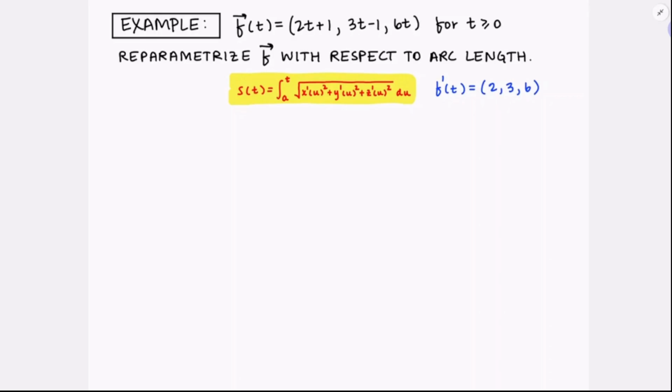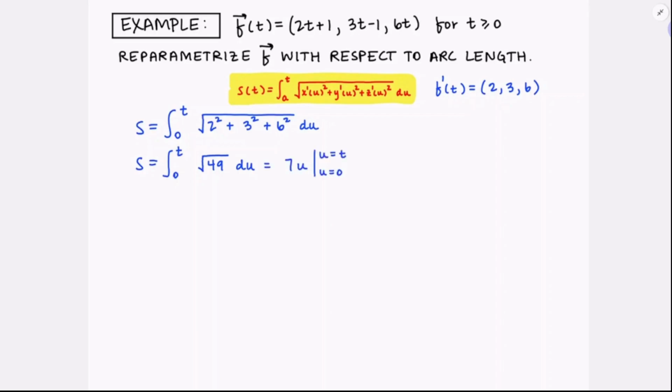Also, I'm going to need f prime of t. I take the derivative of f, and I'm going to get 2, 3, 6 at every t. And that'll be nice because then when I plug that into the formula, I'll be taking the square root of 2 squared plus 3 squared plus 6 squared with respect to u. Okay, and you add all that up and you see, oh, that's the square root of 49. Okay, so this is a good sign. I know how to take the square root of 49. That's 7. Okay, and then an antiderivative for 7 with respect to u is 7u.